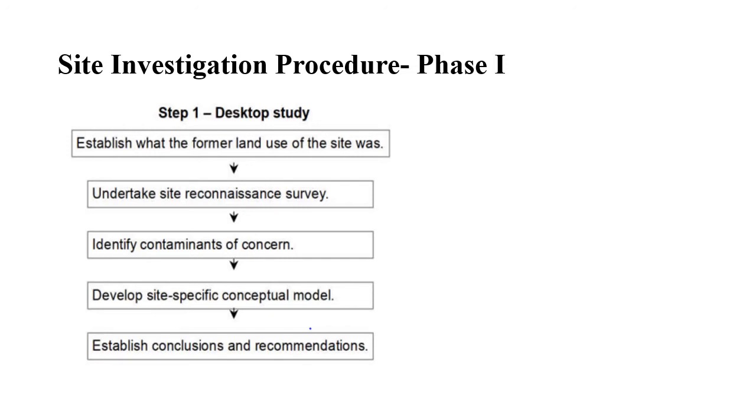So then only we'll be able to identify the contaminant source and undertake a proper survey. Identifying the previous land use will give us an idea about the sources, and we can actually create a model which is called a conceptual model. Conceptual models can be created once you have identified the sources.